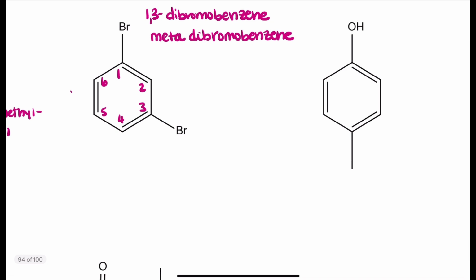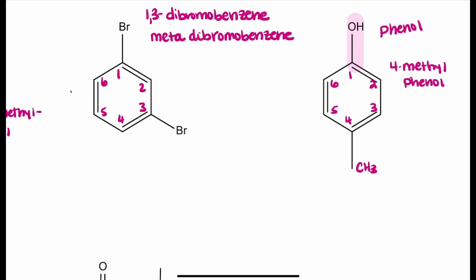Okay, the structure up here. I have this OH group attached to the benzene ring again. We just saw that a minute ago. That is a phenol. And then notice I have the CH3 group down here in the 4th position. So I can either call this 4-methylphenol, or because it is in the 1,4 position, I know that is para, I can also say para-methylphenol.